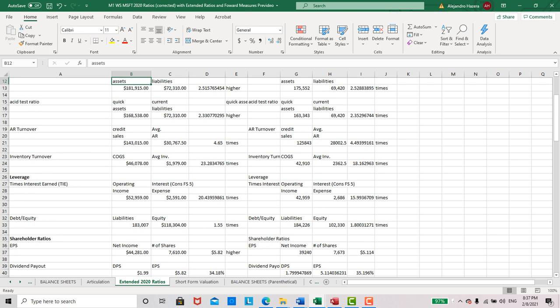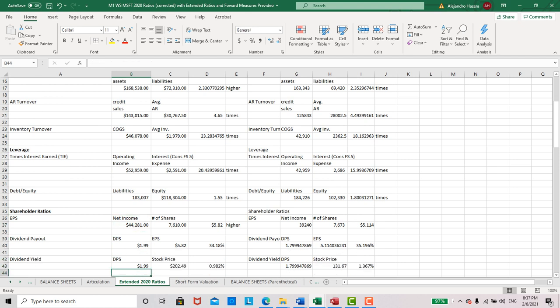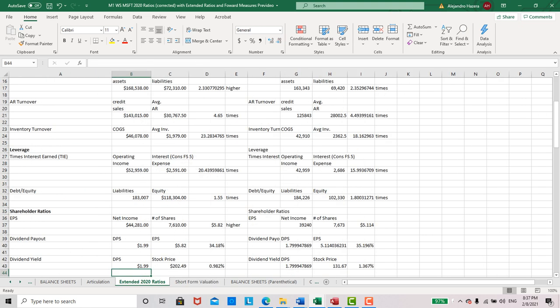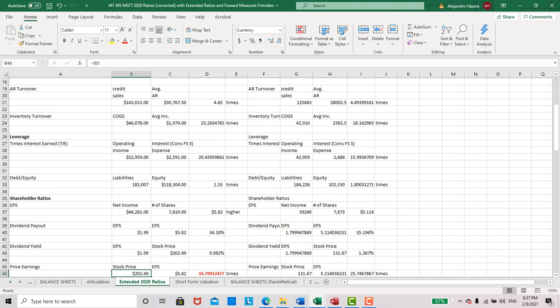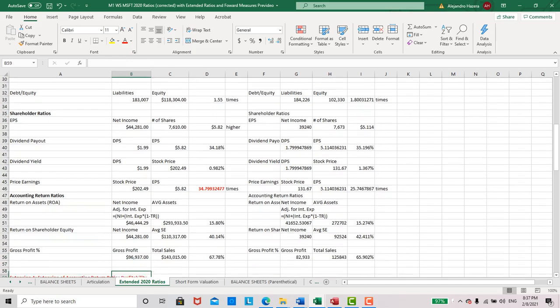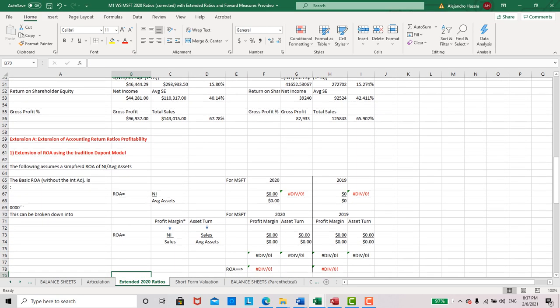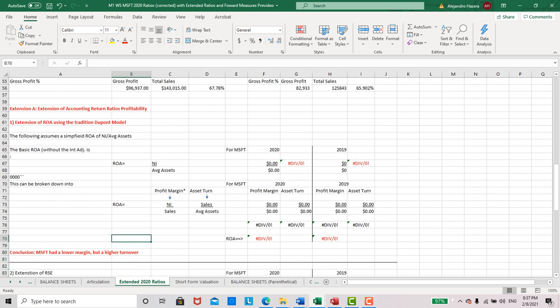Number one, extend these ratios that we've already done. I'm doing it for Microsoft as my example, and then you'll do it for Apple on Brightspace. And then I'm also going to show you how to do a short form valuation, which is over here. There's going to be two videos on extending these ratios, maybe one. We'll see how fast it goes, and then we'll do the short form valuation, a very cheap valuation, let's say.